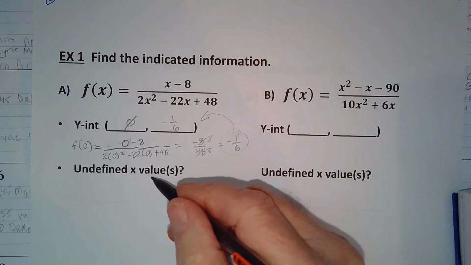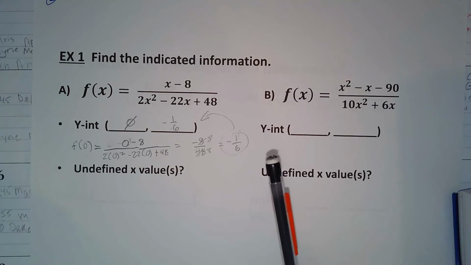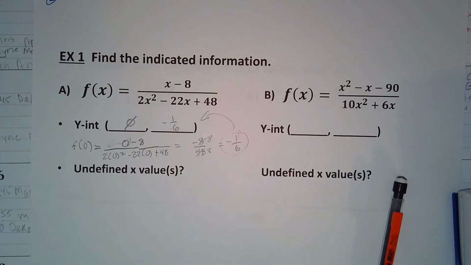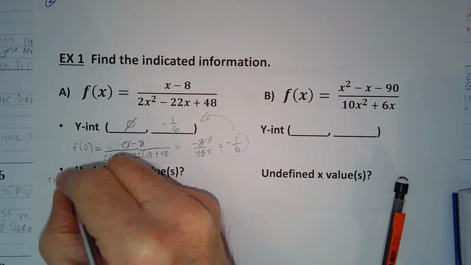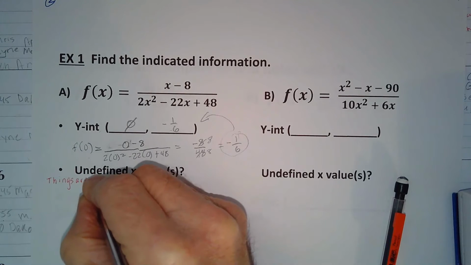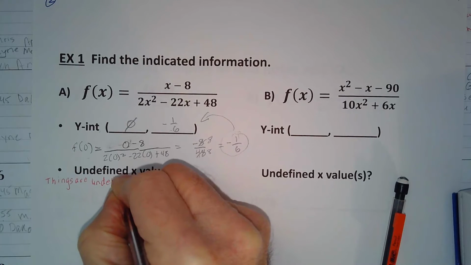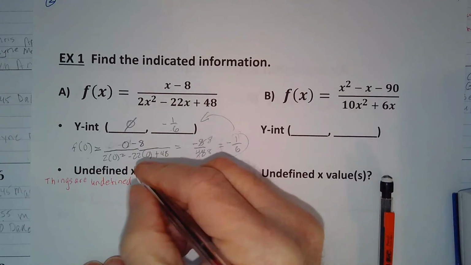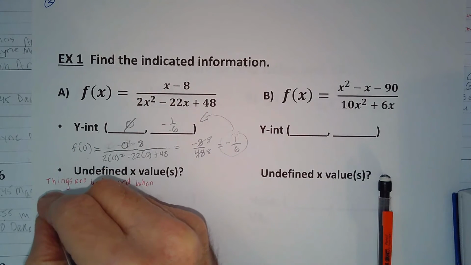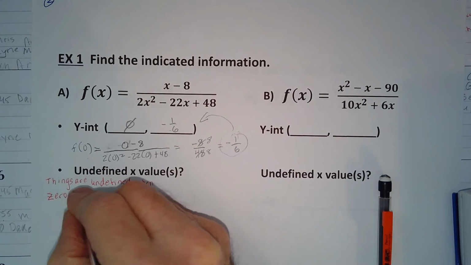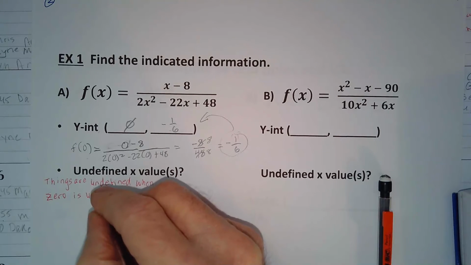Now, we want to find the undefined x values. Things are undefined when the 0 is under the bar. Now, what do I mean by under the bar? In the denominator.